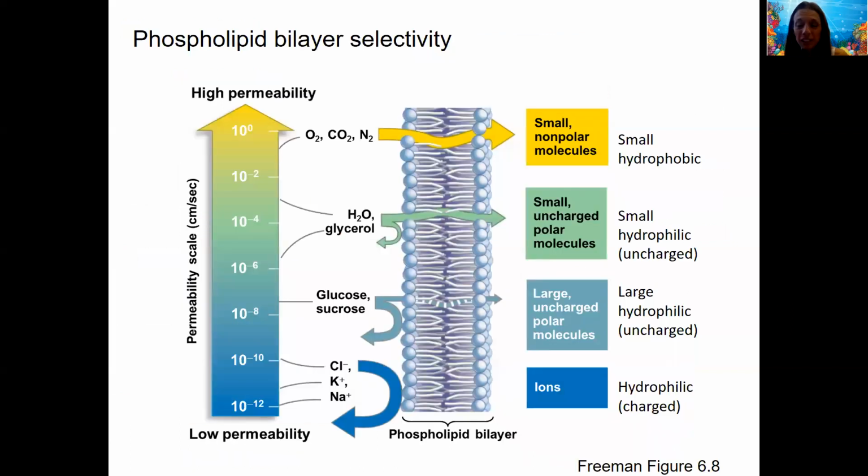Let's go here. I really like this chart, so please spend some time looking at it to make sense of it. You don't need to know the scale besides that, in centimeters per second, it is how quickly something can pass through. Low permeability, high permeability: how easily can something pass across the membrane? These are things that can't pass across easily down here. These are things that can pass across very easily. And this is the schematic showing that, literally showing how it passes through.